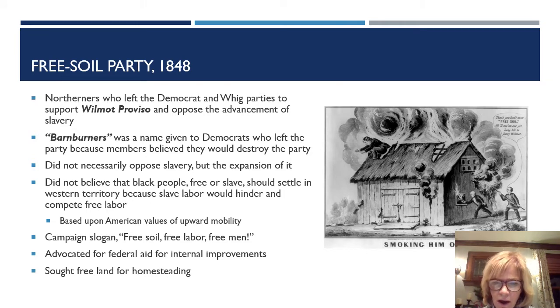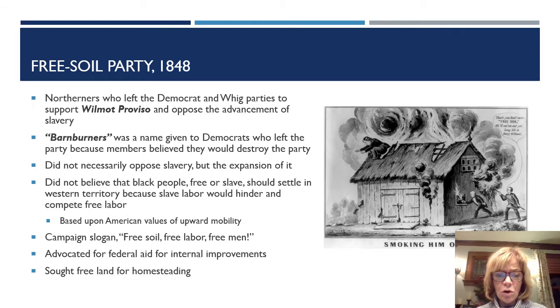On the top right there, who is that supposed to be? I might have to look at my notes. Oh, it's Lewis Cass, the one that proposed popular sovereignty. So they're basically saying that he's kind of been smoked out. He's ruining the party and that sort of thing.